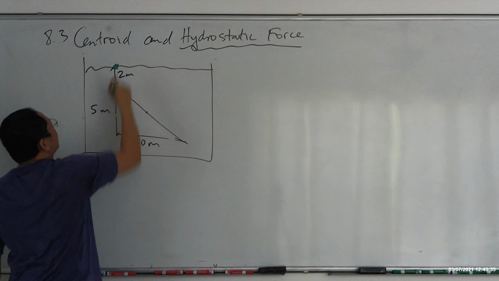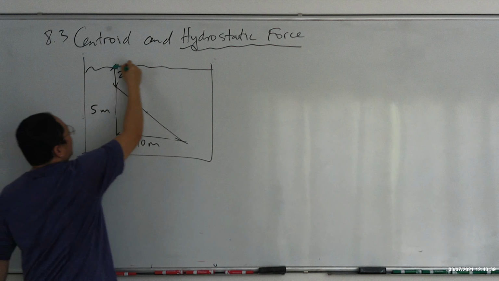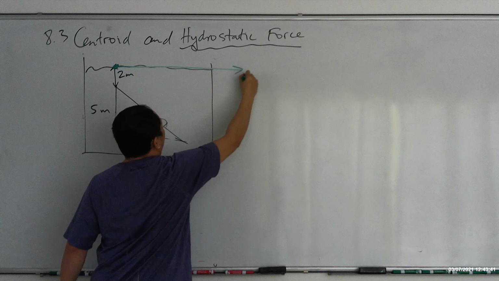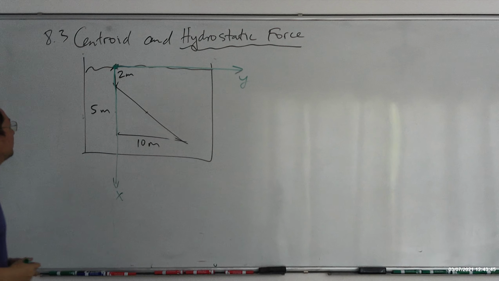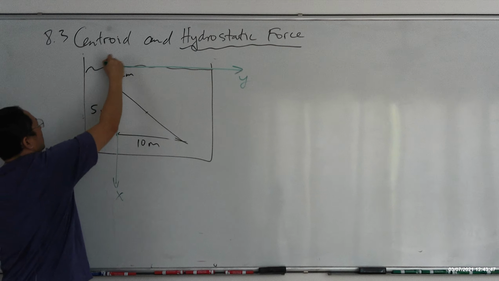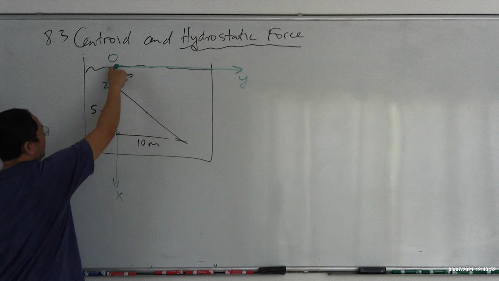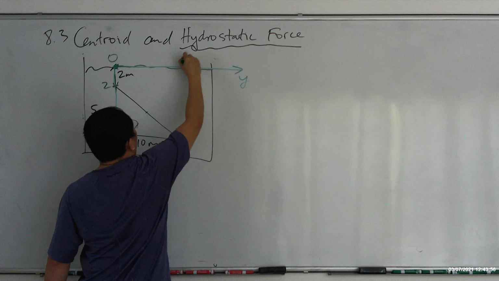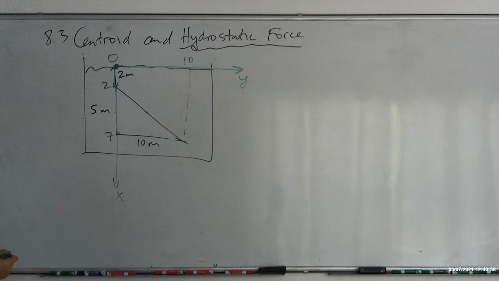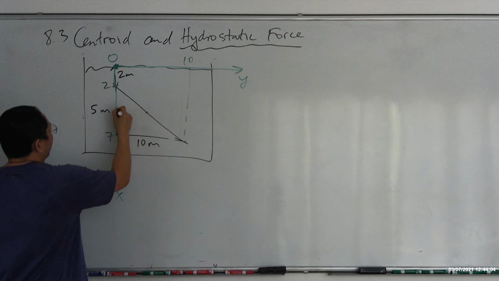And usually it's easy to put it on the surface of the water, so the depth is going to be the same as x. Okay? This is the y-axis. I put it that way. This is my x-axis. I put it this way. Okay? If the origin is right here, so this point is at 2. This one is going to be at 7 because 2 plus 5 is 7. Okay. This point right here is at 10, right?